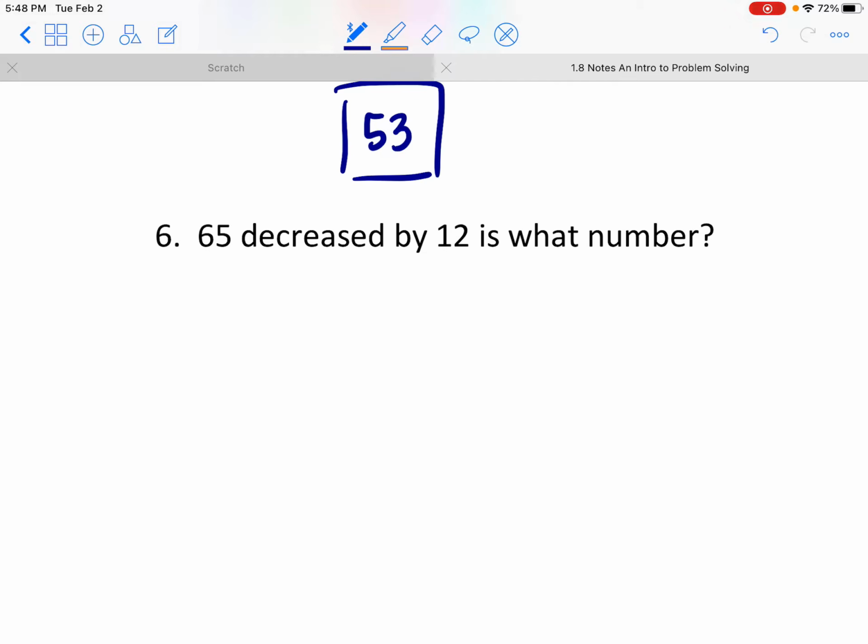So 65, nothing to translate there, 65 is 65, is decreased by. That means we are subtracting from it. It's decreased by 12. We're going to take 12 away. So 65 decreased by 12 means 65 minus 12.